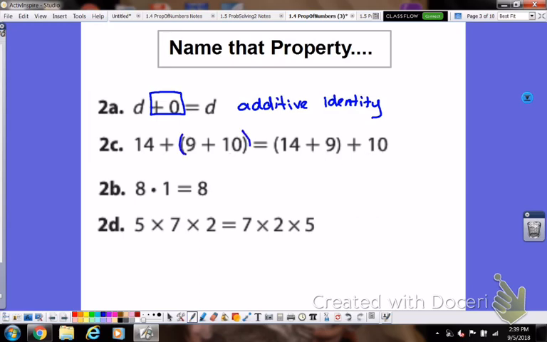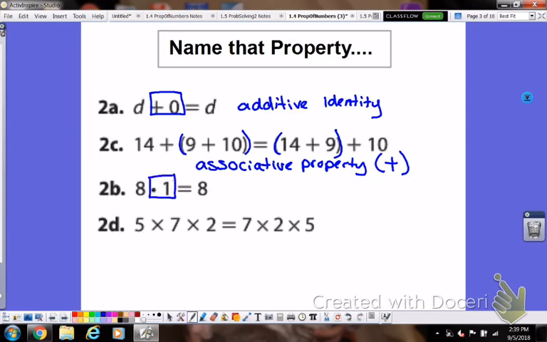Alright, next one, (14 plus 9) plus 10 equals 14 plus (9 plus 10). Our grouping symbols, our parentheses changed places, but the order didn't change. So 14, 9, 10, 14, 9, 10. Order didn't change, just the grouping. When we talk about grouping, that is our associative property. And then after, you want to put a plus sign to show that that's the associative property of addition, not multiplication.